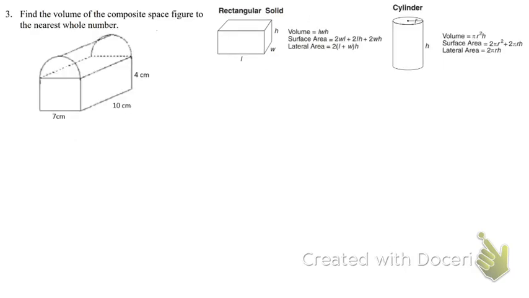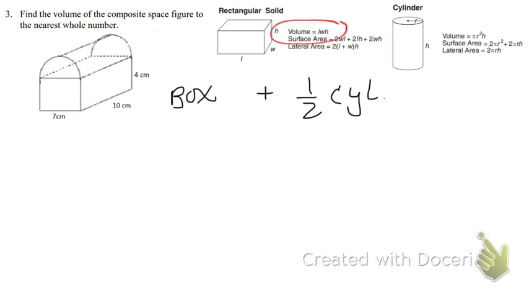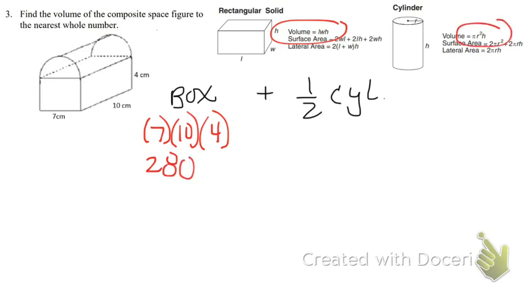Okay, volume of the box plus half the volume of the cylinder. So you got to remember the 1/2 or divide by 2 at the end. Okay, so the volume of the box is length times width times height. That's easy. 7 times 10 times 4. So 10 times 4 is 40 times 7, that's 280. Piece of cake. Volume of the cylinder, I'm going to use this formula, but put a 1/2 in front or divide by 2 at the end.